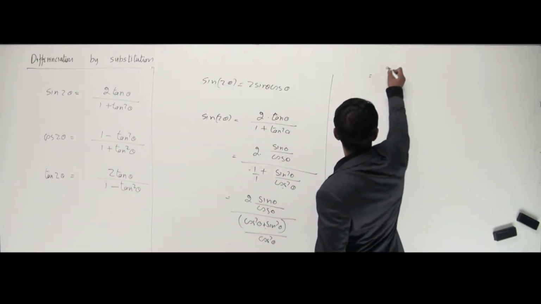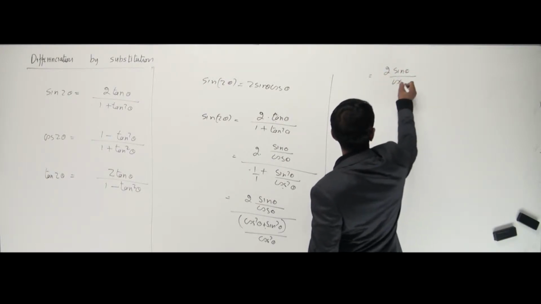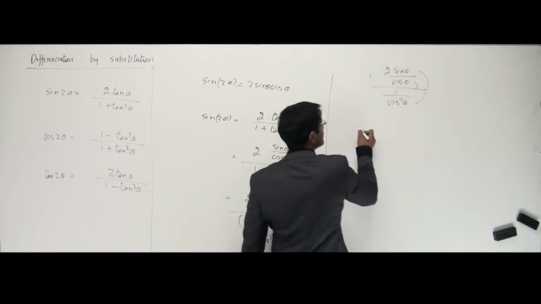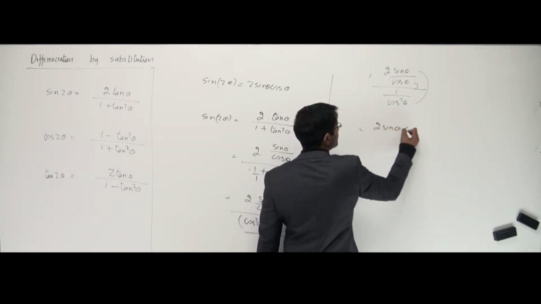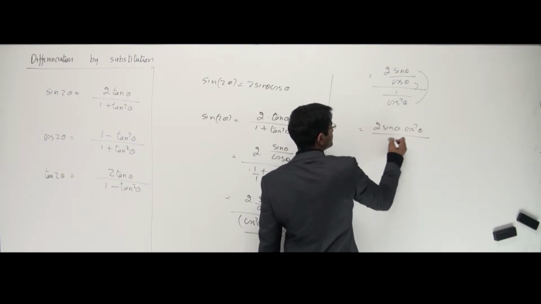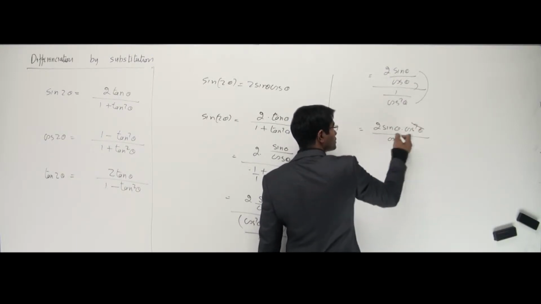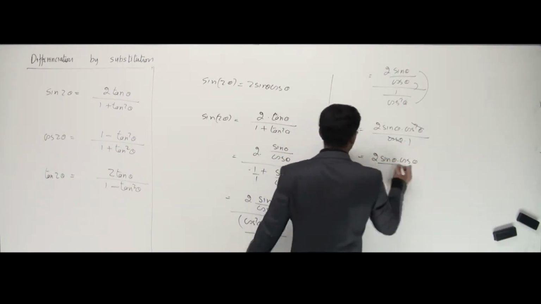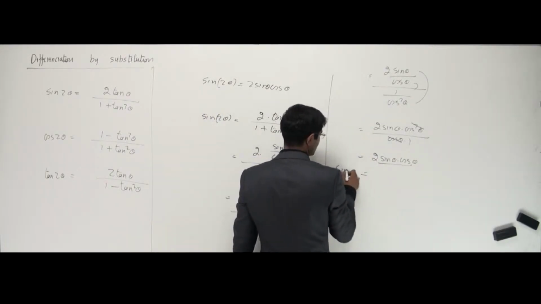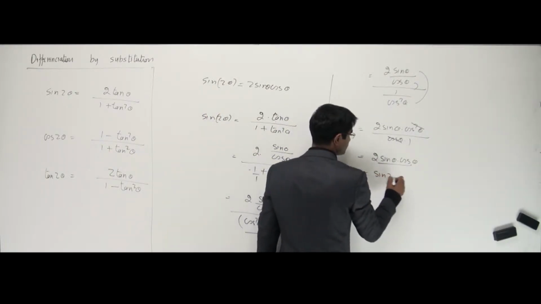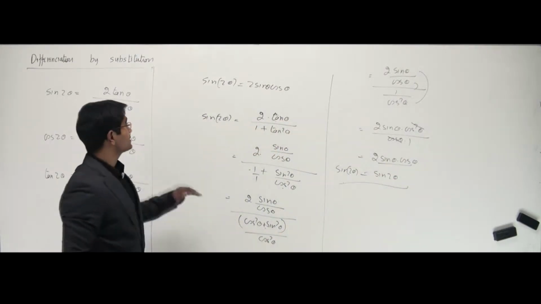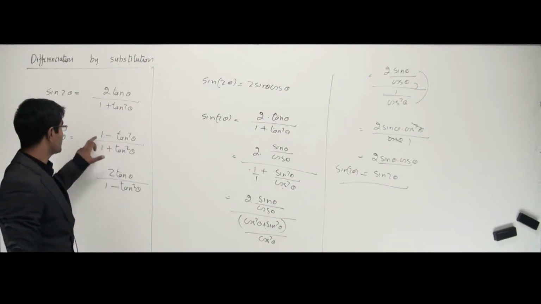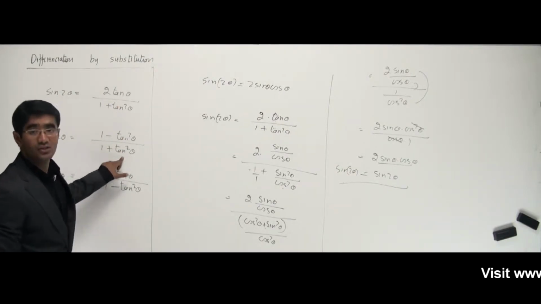My expression will be 2 sine theta divided by cos theta, the whole thing divided by 1 by cos square theta. So that goes like 2 sine theta into cos square theta by cos theta into 1. One cos and one cos is gone, so what is left is 2 sine theta cos theta, which is nothing but sine 2 theta, my right hand side. So I can say sine 2 theta in terms of tan is 2 tan theta by 1 plus tan squared. Similarly, 1 minus tan squared by 1 plus tan squared is actually cos 2 theta.